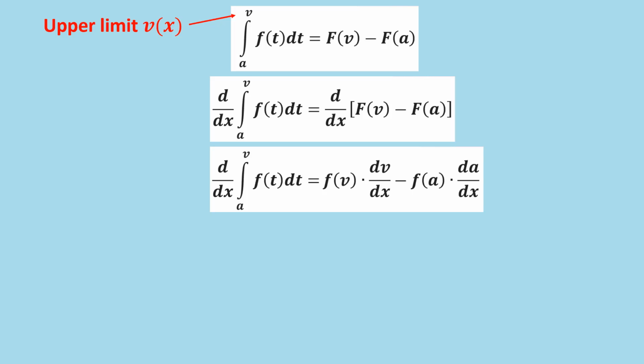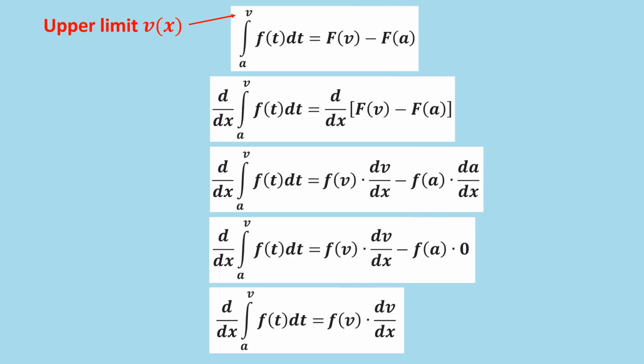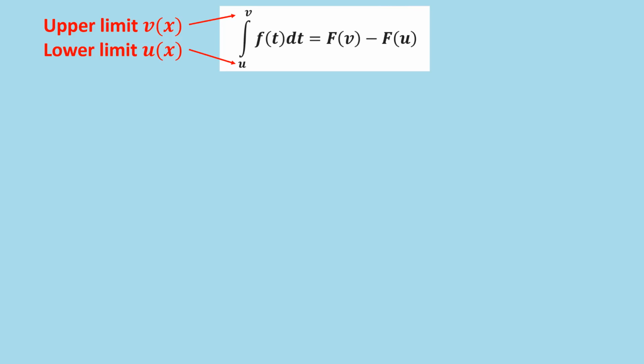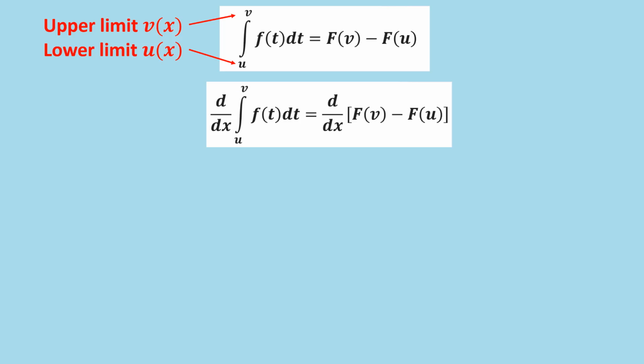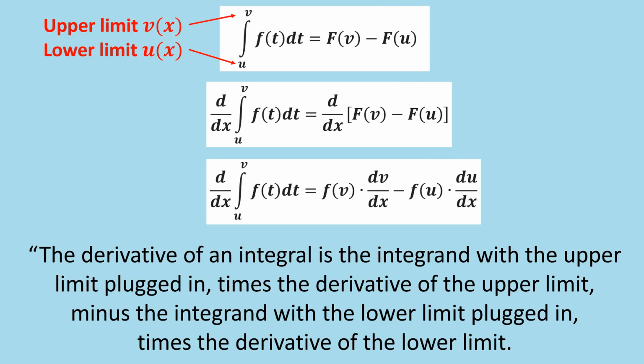Again, we employ the chain rule and get the following. It's an interesting result because the dv/dx remains even after simplifying. Remember, it's there because of the chain rule. So, what happens if both the upper and lower limits are functions of x? Surprisingly, this goes pretty quickly because there's not much simplification. This is the result from the beginning of the video. The derivative of an integral is the integrand with the upper limit plugged in times the derivative of the upper limit minus the integrand with the lower limit plugged in times the derivative of the lower limit.